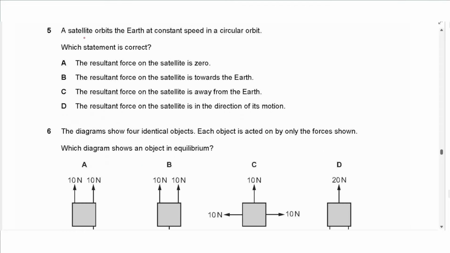Question 5 says a satellite orbits the Earth at constant speed in a circular orbit. Which statement is correct? The resultant force on the satellite is 0. No, there must be a resultant force, because the direction changes, which means that there is a change in velocity and acceleration. The resultant force on the satellite is towards the Earth. Yes, that is towards the center of the circular path, so the answer is B.